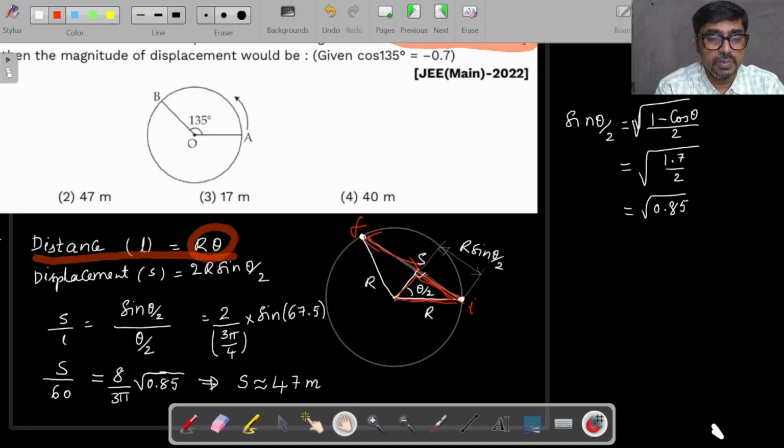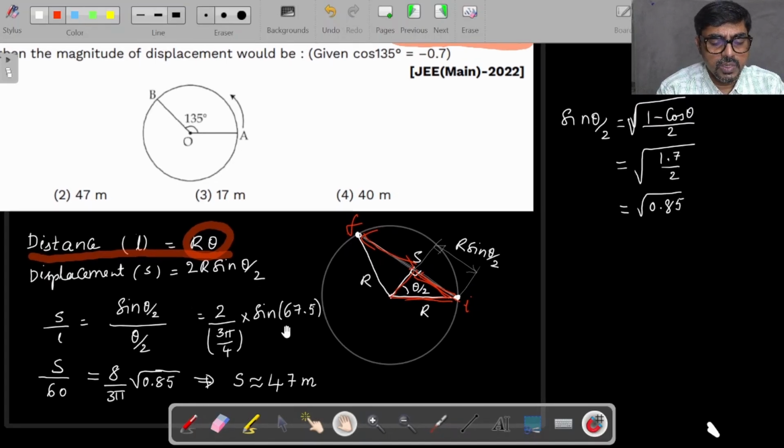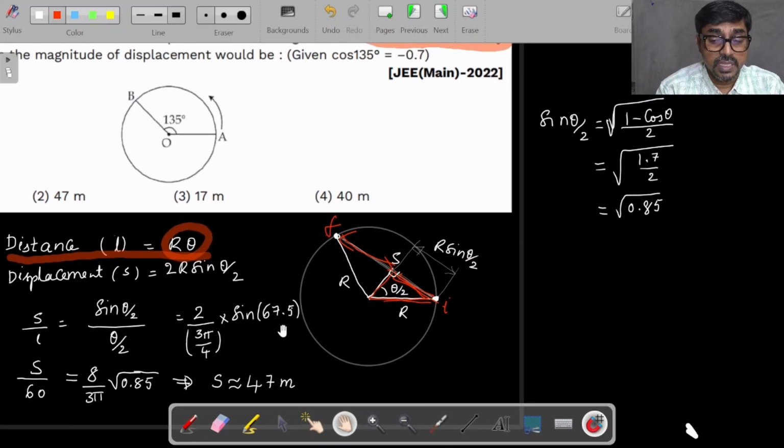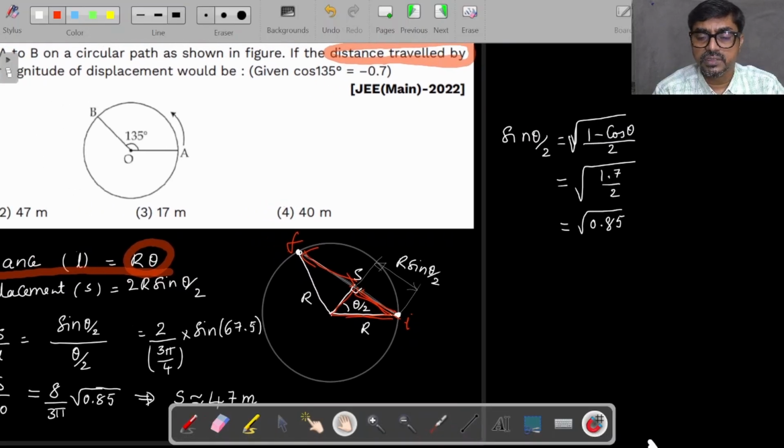135 degrees: pi by 4 is 45, thrice of it is going to be 135. So 3 pi by 4 is theta, and theta by 2 is 3 pi by 8. This 2 goes up, into sine of 135 by 2, which is sine 67.5. Sine 67.5 I don't know, it's not a standard value. So for that I will use a simple trigonometric relation, sine theta by 2 equal to under root of (1 minus cos theta) by 2, I am sure you are aware of it.